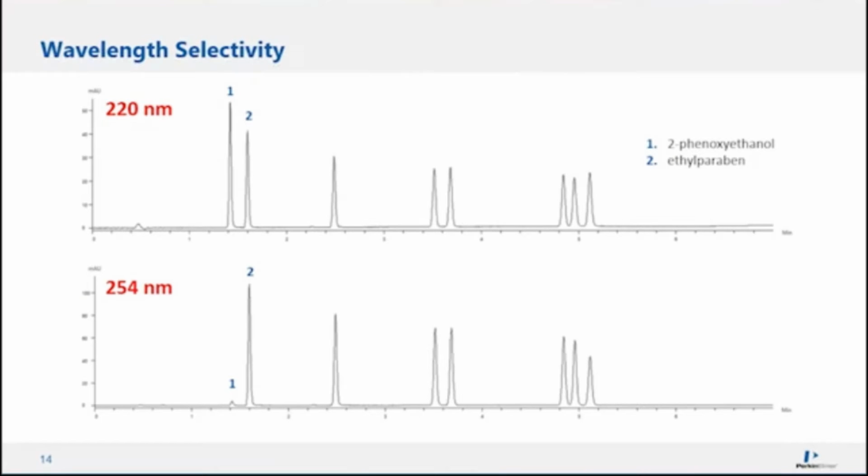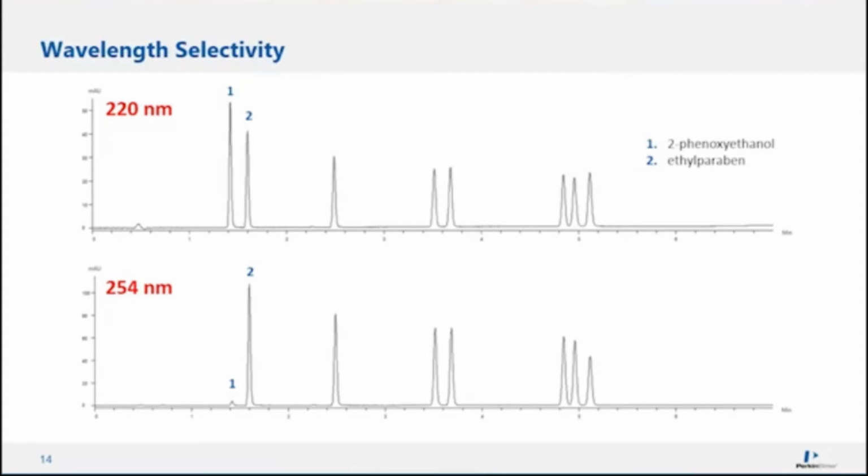The bottom chromatogram is the same separation, but we monitored the absorbance at 254 nanometers. Notice that peak 1's absorbance changes significantly between the two wavelengths. In this case, 220 nanometers is more sensitive at detecting the presence of 2-phenoxyethanol. However, if we look at the signal response for peak 2, ethylparaben, we see a slight increase in response. The response for peak 2 is greater at 254 nanometers than 220 nanometers.